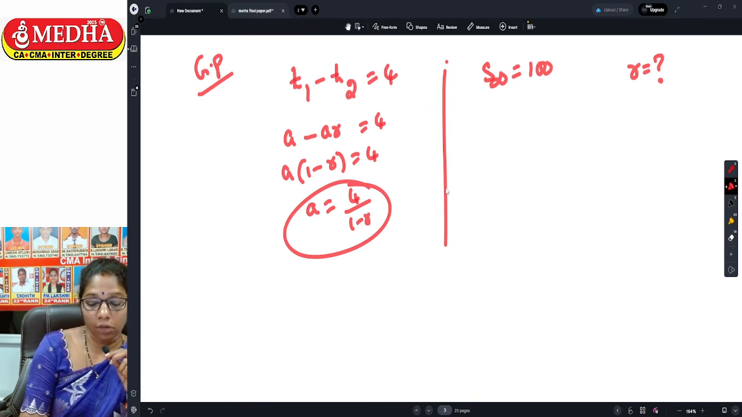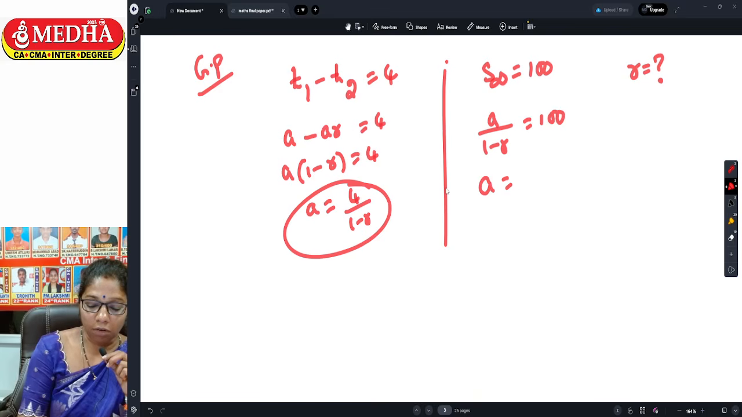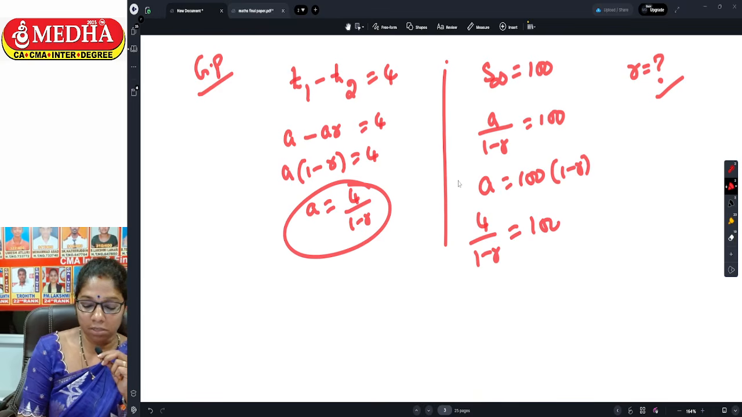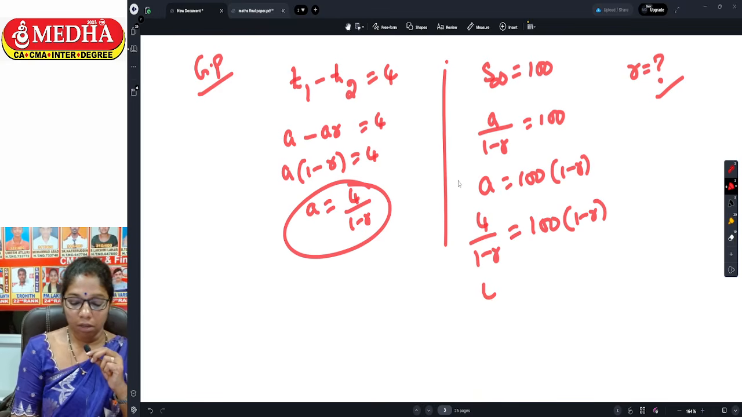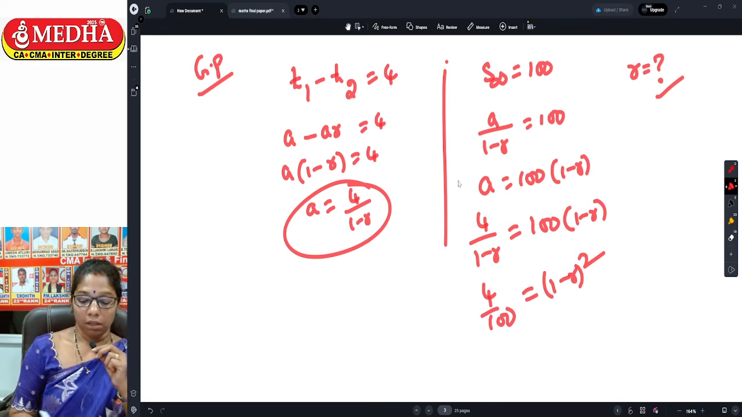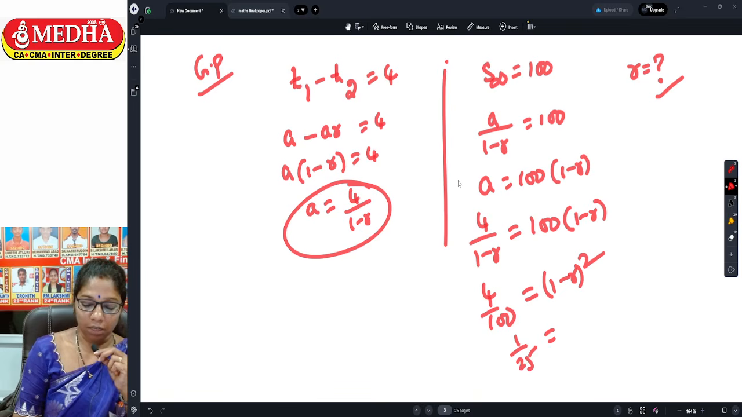Next, S infinity. What is S infinity? A by 1 minus R is equal to 100, so A is equal to 100 of 1 minus R. We know the A value, and we have to find the common ratio. So replace A with 4 by 1 minus R. 4 by 1 minus R is equal to 100 of 1 minus R. 4 by 100 is equal to 1 minus R whole square. So 1 by 25 is equal to 1 minus R whole square.